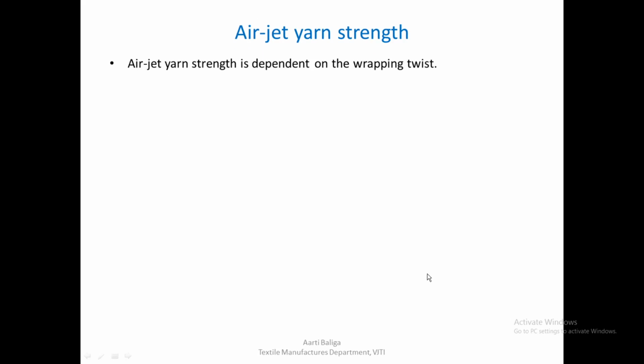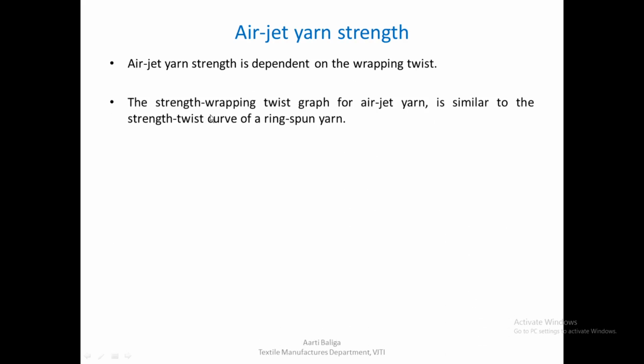Wrapper fibers you would find normally in a rotor spun yarn. We'll see the different structures later on. Coming to the airjet yarn strength. Airjet yarn strength is dependent on the wrapping twist. We have seen this in our earlier lecture, that wrapping twist would decide the yarn strength.